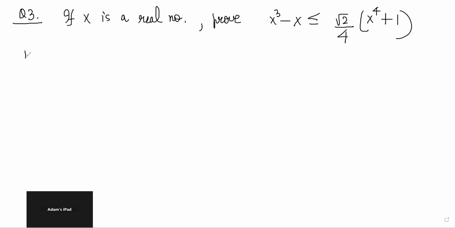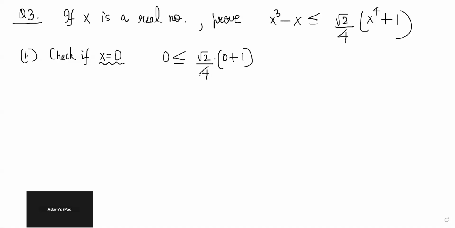I would say the first step would be to check if x is 0, is the inequality true? Why is it not true? Oh, it is true. So the inequality is valid for x equal to 0.